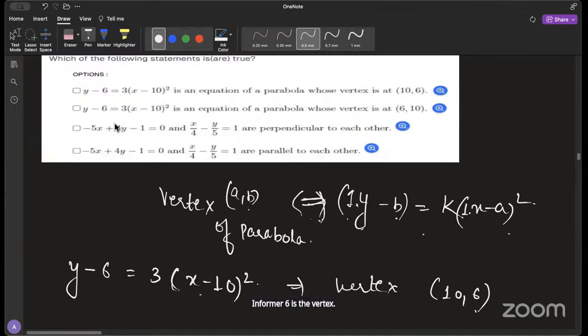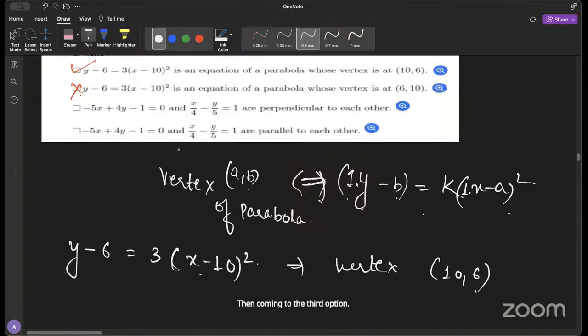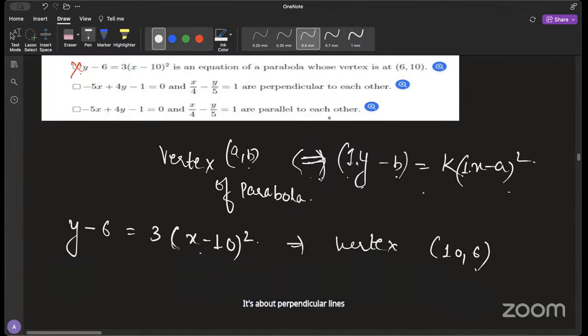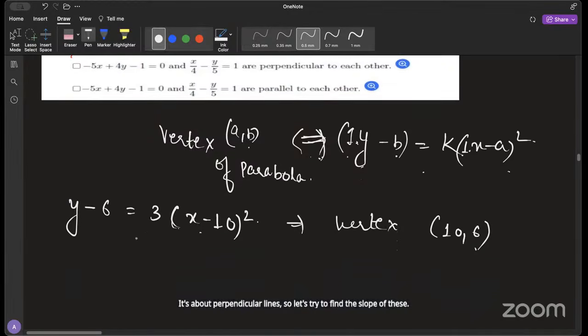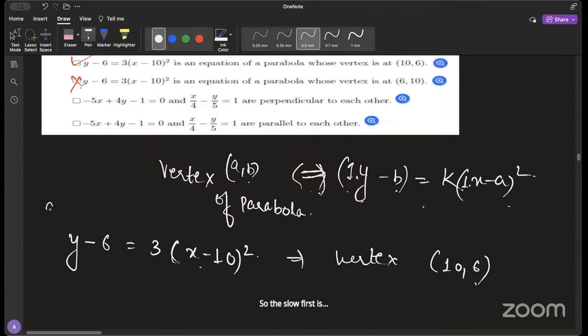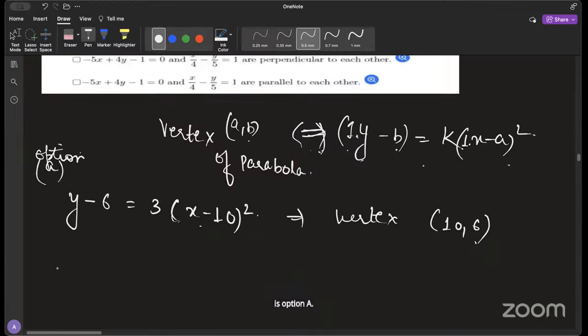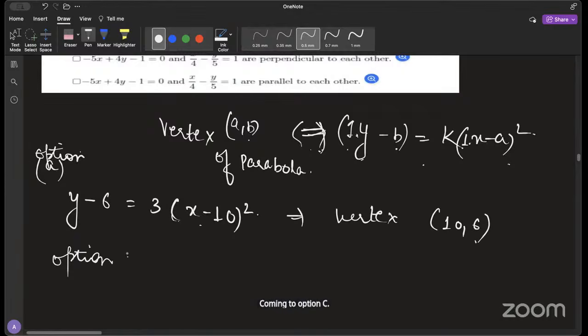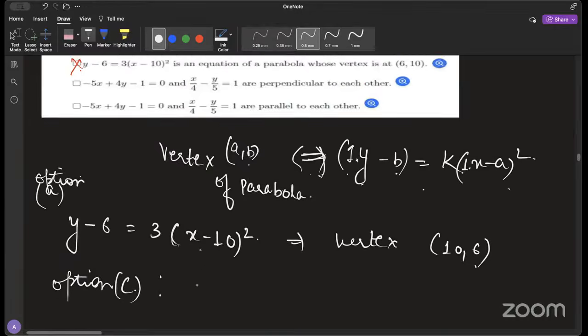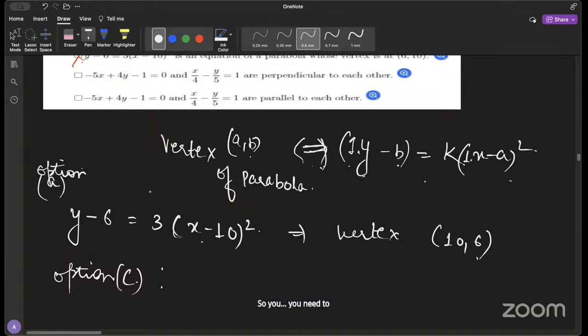Now let's take up the other one. It's the same one, right? So this option should be correct and this should be incorrect. Then coming to the third option, it's about perpendicular lines. So let's try to find the slope of these. So the slope first is option A. Coming to option C, you need to find the slope of this. Just write y on one side and take everything else on the other side. So you'll have 5x plus 1.